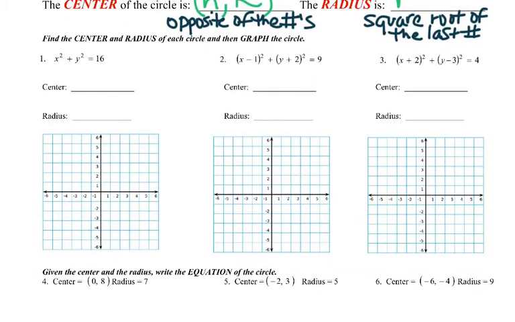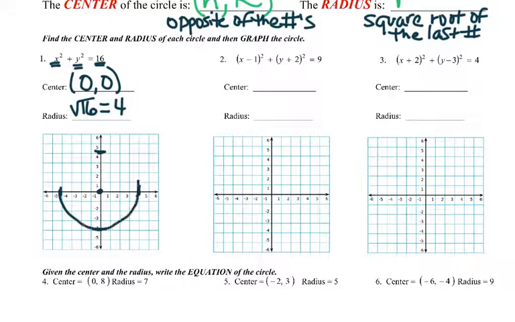So the first one is x squared plus y squared equals 16. There's no numbers here, so the center is 0, 0. And the radius is the square root of the last number, which is the square root of 16, which is 4. To draw a circle with center 0, 0, radius 4, I draw a center of 0, 0. And then I do a radius of 4 in each direction. And then I just create the circle from those little tick marks. Yep, that's it.